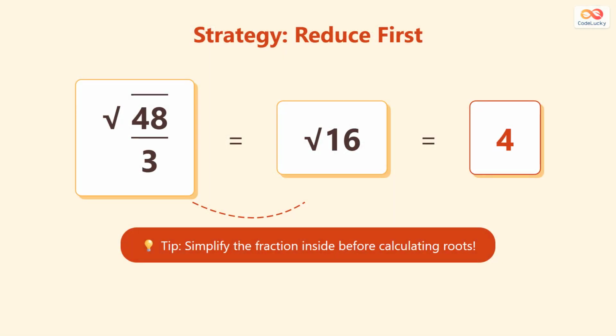Here is a pro tip. Always check if you can reduce the fraction inside the radical first. For the square root of 48 over 3, simply divide 48 by 3 to get 16. The square root of 16 is 4. This is much faster than trying to simplify the square root of 48 separately.